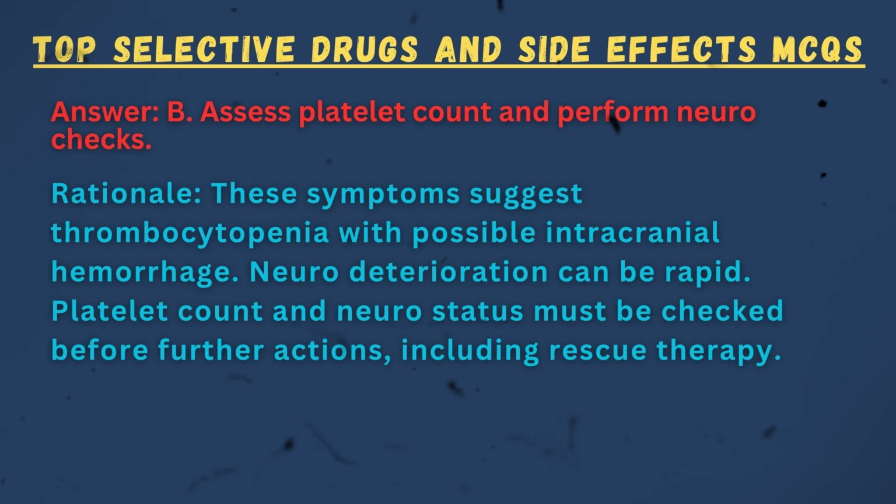Answer. B. Assess platelet count and perform neurochecks. Rationale. These symptoms suggest thrombocytopenia with possible intracranial hemorrhage. Neurodeterioration can be rapid. Platelet count and neurostatus must be checked before further actions, including rescue therapy.